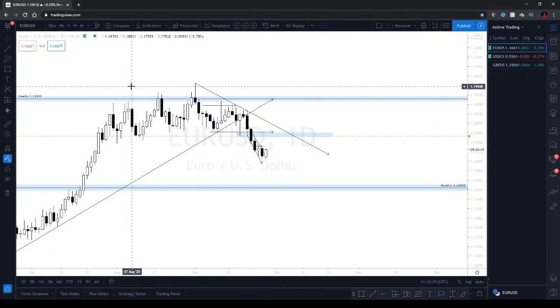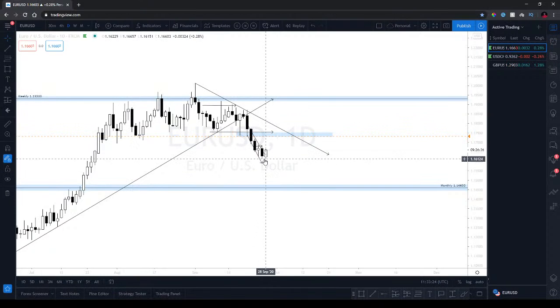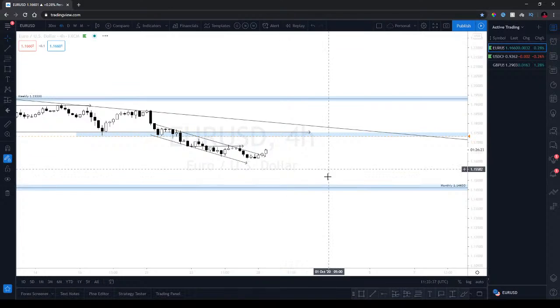Now once we go to the lower time frames, we can see that there's a descending channel here, and this descending channel is a part of overall this impulse, and what I'm waiting for is a pullback to about this zone, and I'm looking to sell down to the monthly time frame. So let's go down to the lower time frame.